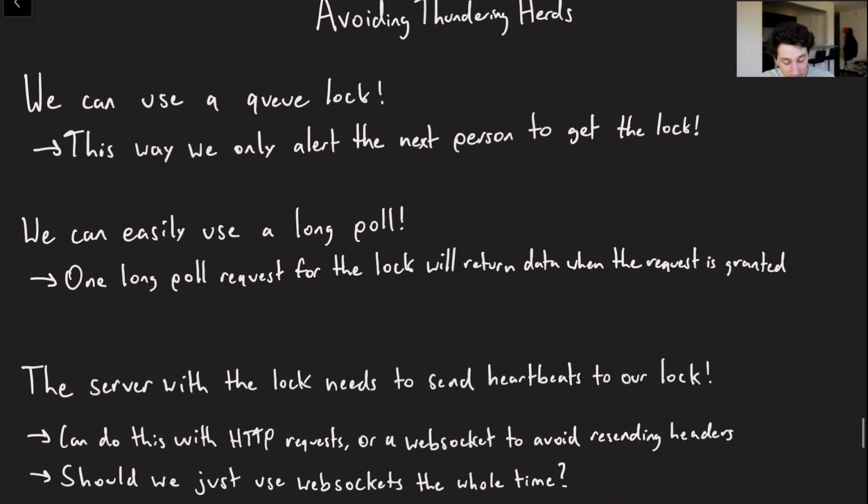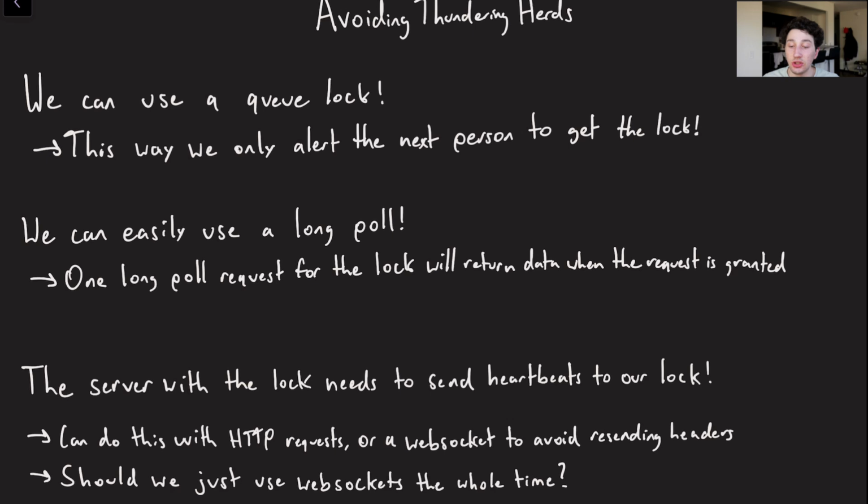So how do we solve a problem like this? We can just use a queue lock. The way that we would do that is every single person who tries to grab a lock, we put them in a queue for that specific lock, such that when the current person who owns the lock releases it, we pop them from the queue, we look at the next person who is next up in the queue, and we alert them via either a long poll or a WebSocket or a server-side event that they are ready to go. So ultimately, that should keep things looking good.